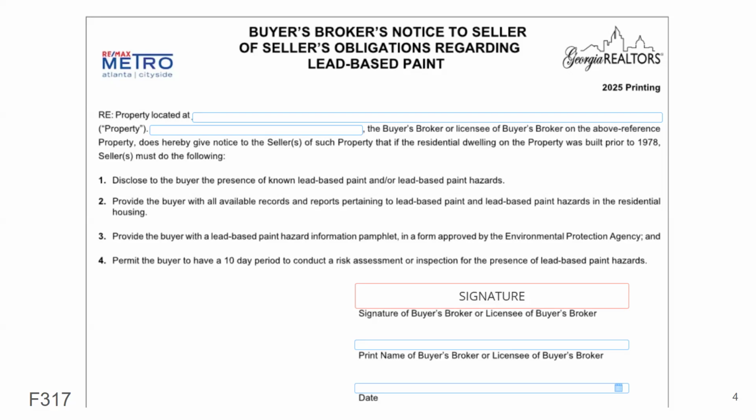So if a seller properly executes a lead-based paint exhibit and has it available to include with your offer, is this really necessary again? Yes. We're double dipping just to make sure we're fully covered.